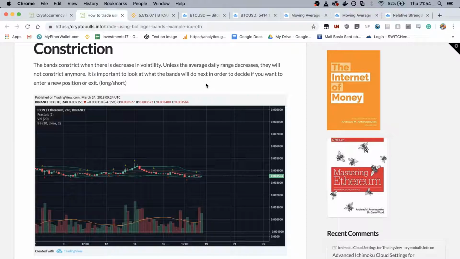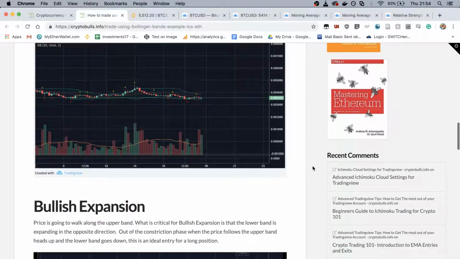Unless the average daily range decreases, they will not constrict anymore. It is then important to look at what the bands will do in order to decide if you want to enter a position or exit long or short if you're doing leverage trading.